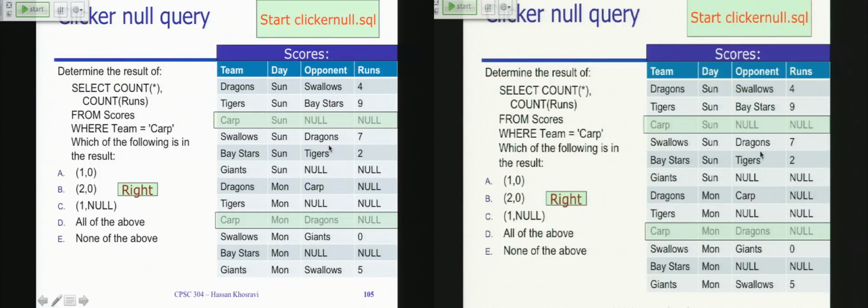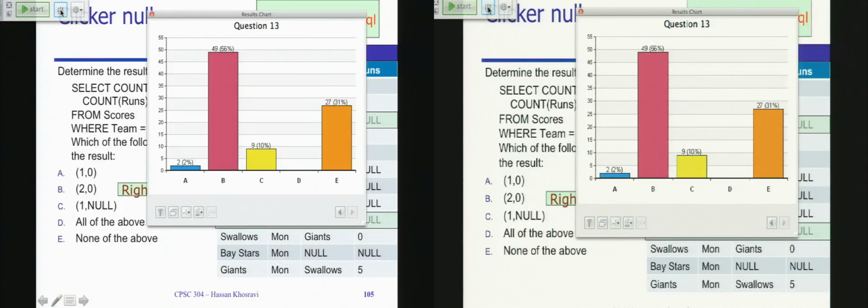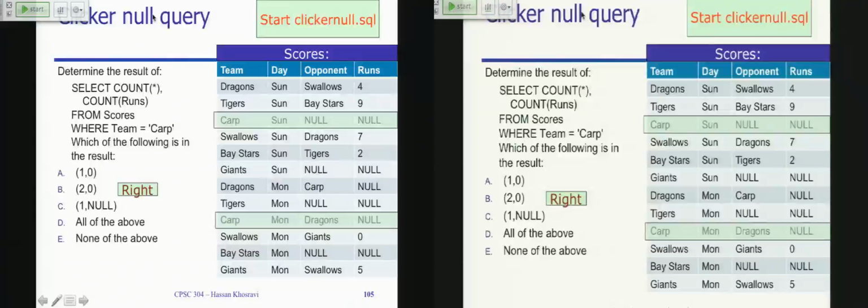Okay, so when you look at that, it's going to select where team is carp, so these two tuples will be taken. It evaluates as null in both of these, so nothing will be returned. But if you're doing count star, it's going to count both of these rows. What? Why not 2 and null? Because it's counting. So how many is returned? That's 0.